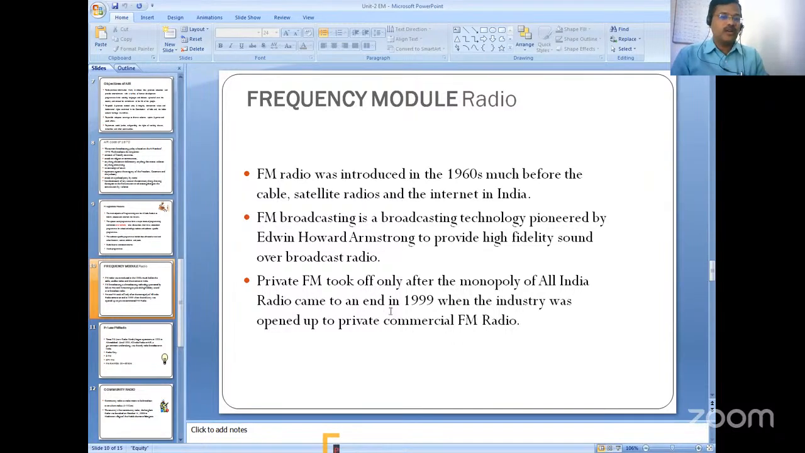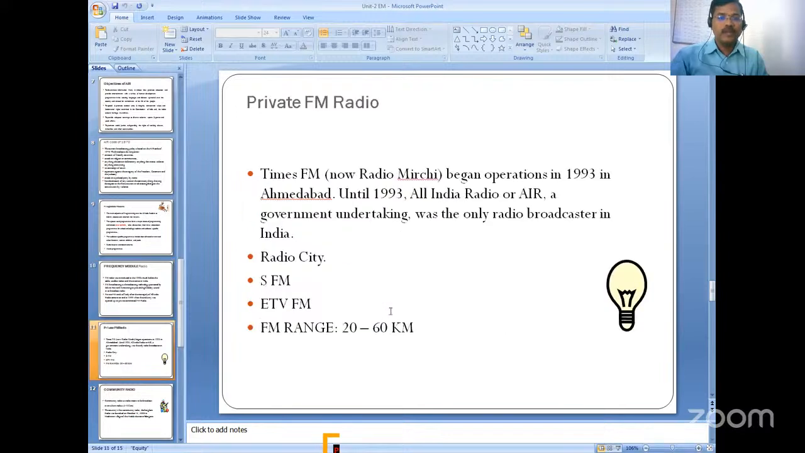Private FM took off only after the monopoly of All India Radio came to an end in 1999, when the industry was opened up to private commercial FM radio. Times FM, now Radio Mirchi, began operation in 1993 in Ahmedabad. Until 1993, All India Radio, that is AIR, a government undertaking, was the only radio broadcaster in India.